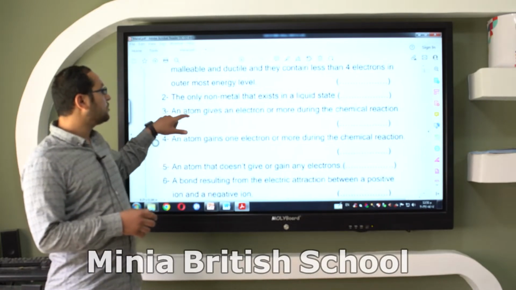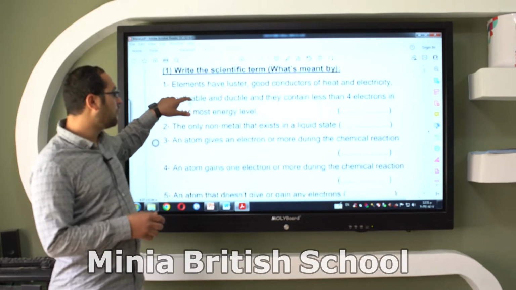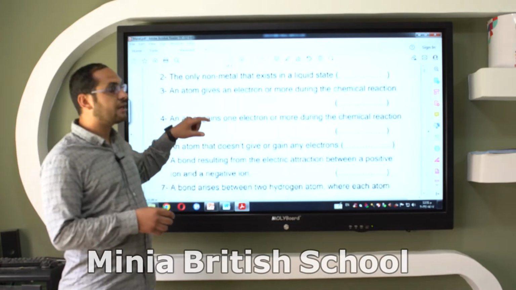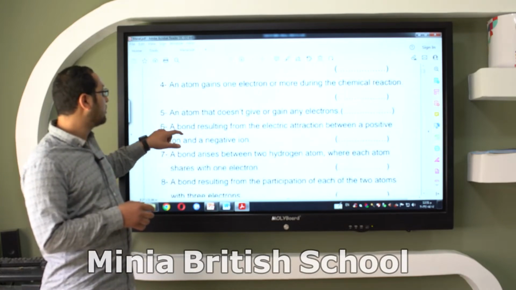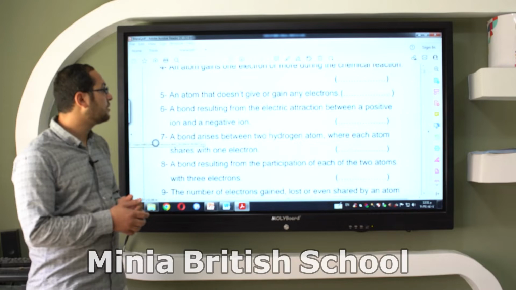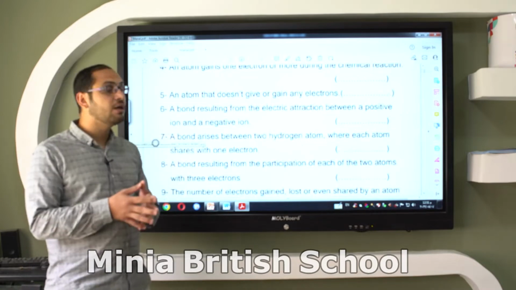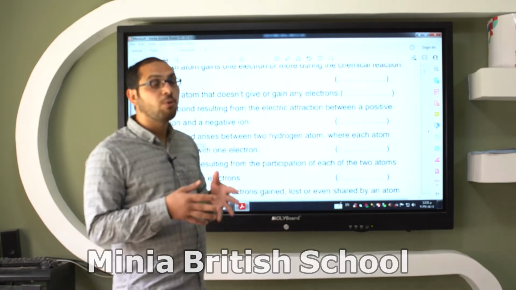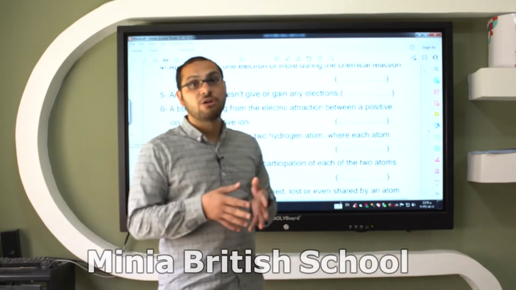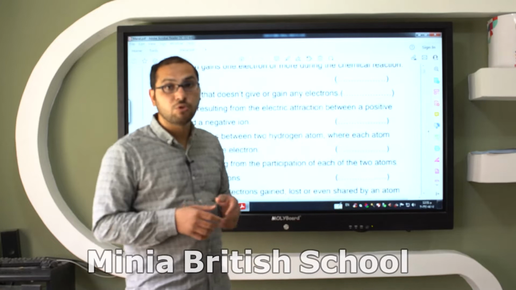An atom gives one or more electrons during the chemical reaction. This is the positive ion. An atom that doesn't give or gain any electrons, these are the noble gases or inert gases. Why? Because they are saturated with electrons in the outermost energy level.